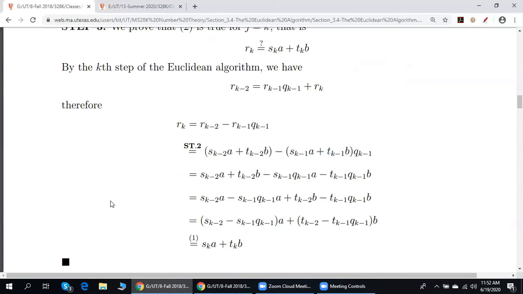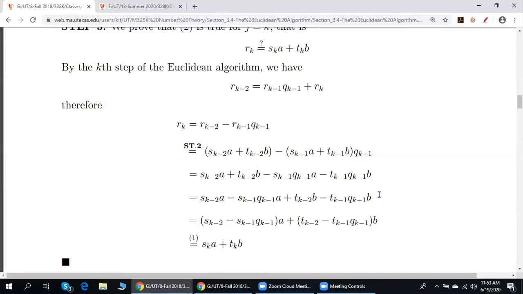Next, we expand parentheses. Here we expand parentheses for free, means nothing changes, because the sign in front of parentheses is plus. Here, when we expand parentheses, this plus becomes minus, because in front of these parentheses we have minus. And of course, sk minus 1 times a times this is over here, tk minus 1 times b times qk minus 1 is over here.